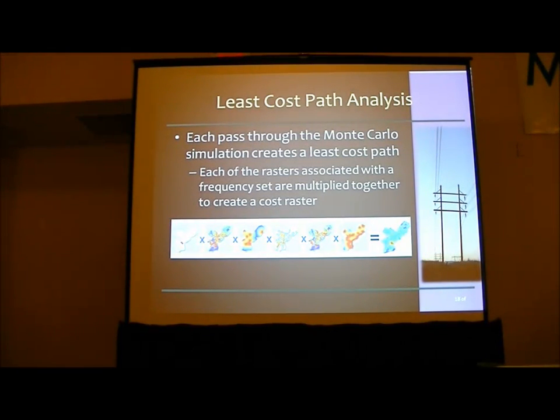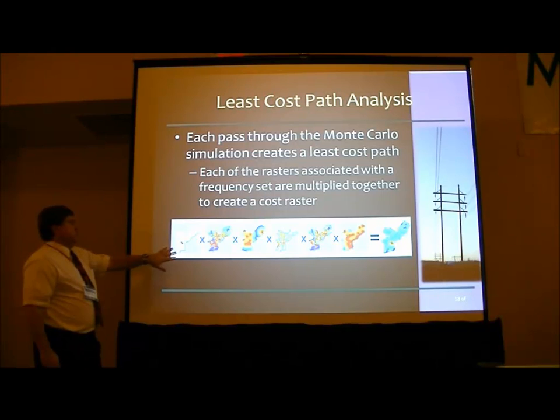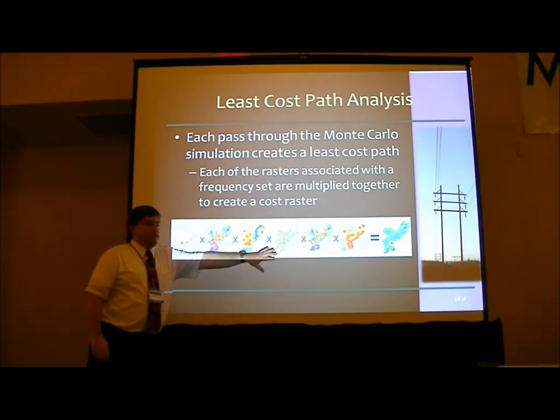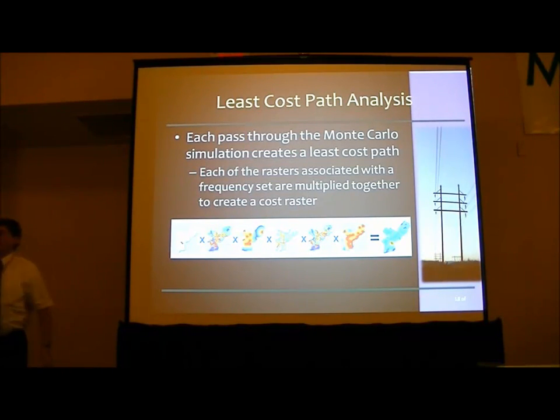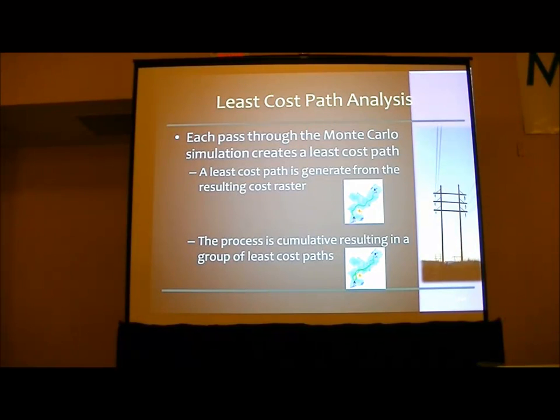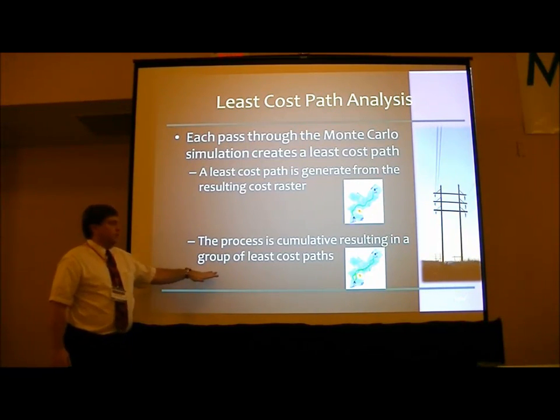Then, in this analysis from the Monte Carlo simulation, it basically takes each layer, so we have, say, branches here, agriculture, several different layers, and combines them all together into one final cost raster where we do this least cost path analysis. So this is basically the algorithm. So that is one pass of the Monte Carlo simulation, and this is what we do.